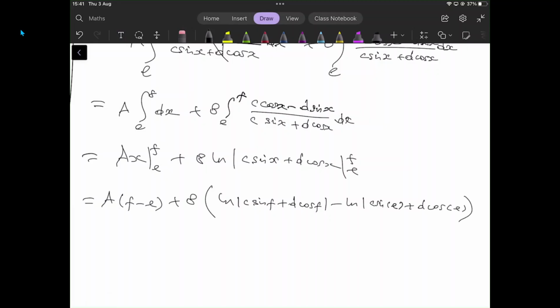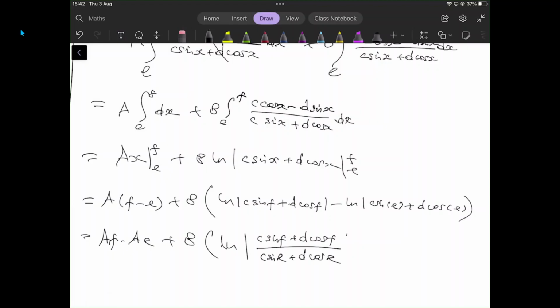So apologies for this very flawed way of notating things. Perhaps I should have used Greek letters. I'm really regretting my choice, but whatever, right? So we end up with Af minus Ae plus B times, well, this ln we can just combine it into one log using log properties: c sine f plus d cosine f over c sine of e plus d cosine of e, right? Once again, not Euler's constant.